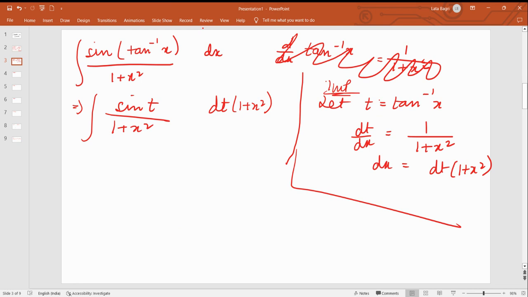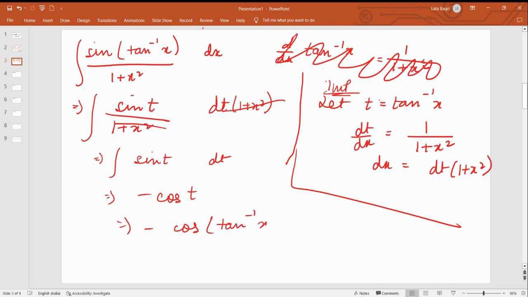This is the most important thing. This and this will get cancelled. So what I'm left with is sin t dt. So what is the differentiation of sin t? Minus cos t, right? So this becomes minus cos tan inverse of x plus c. This is going to be your answer.